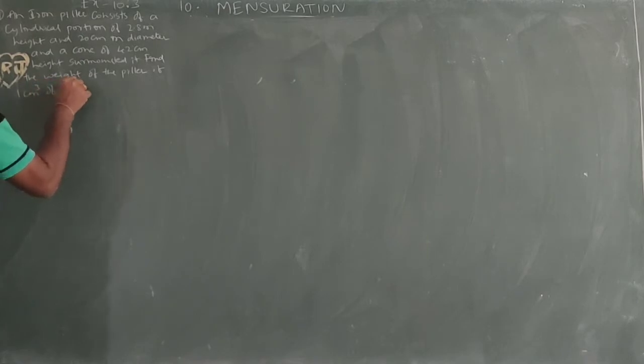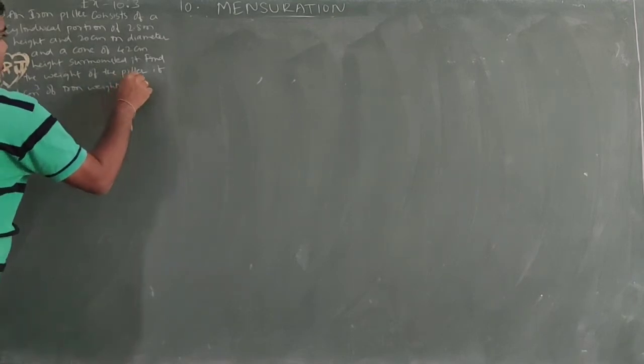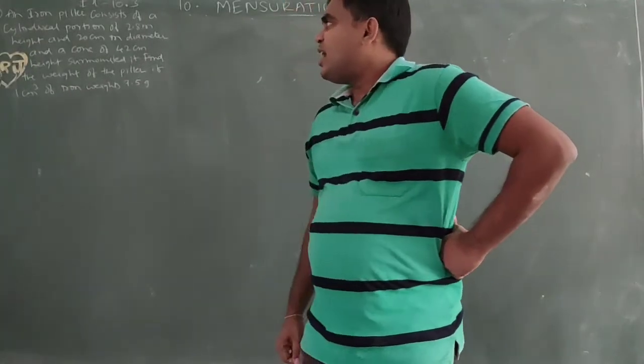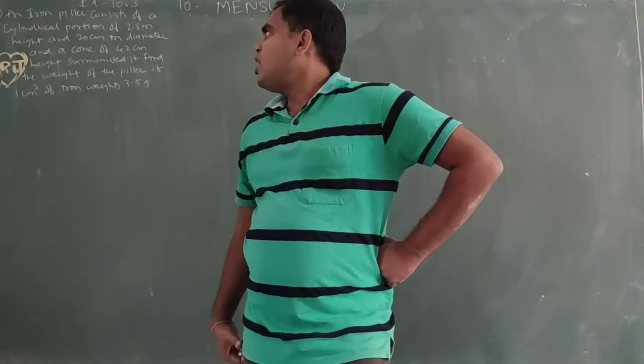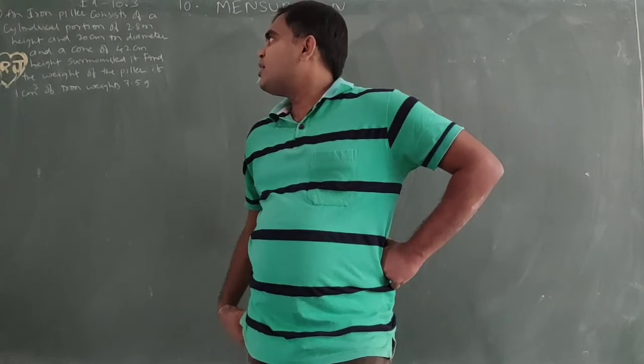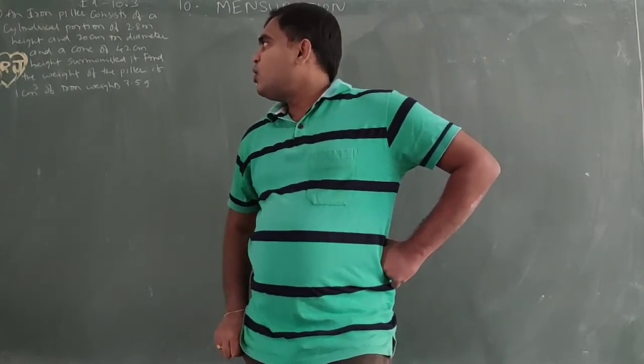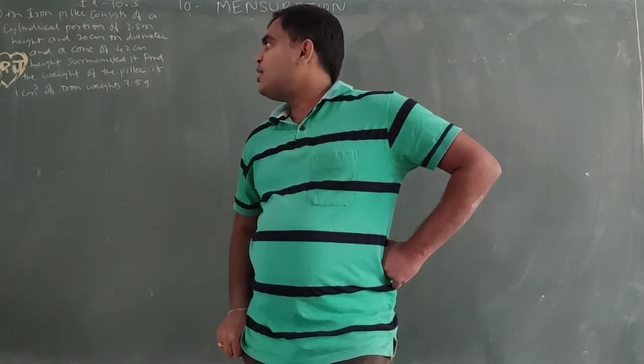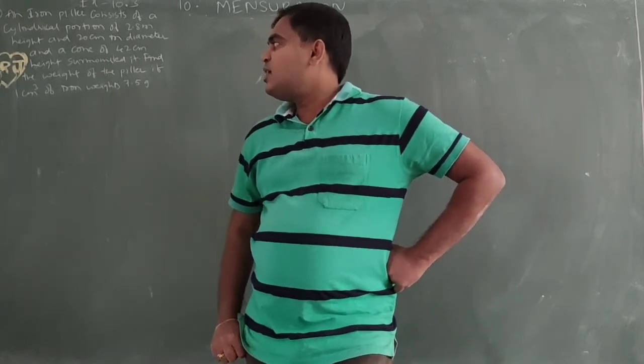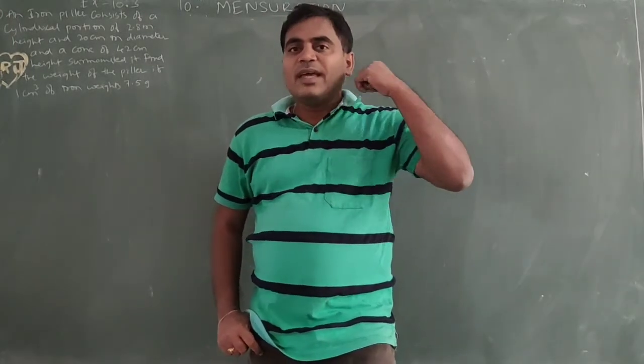Find the weight of the pillar if 1 centimeter cube of iron weighs 7.5 grams. An iron pillar consists of a cylindrical portion of 2.8 meters height and 20 centimeters in diameter, and a cone of 42 centimeters height surmounted on it. Find the weight of the pillar if 1 centimeter cube of iron weighs 7.5 grams.